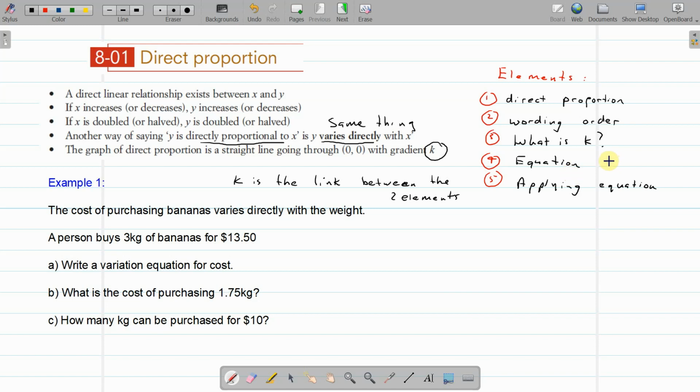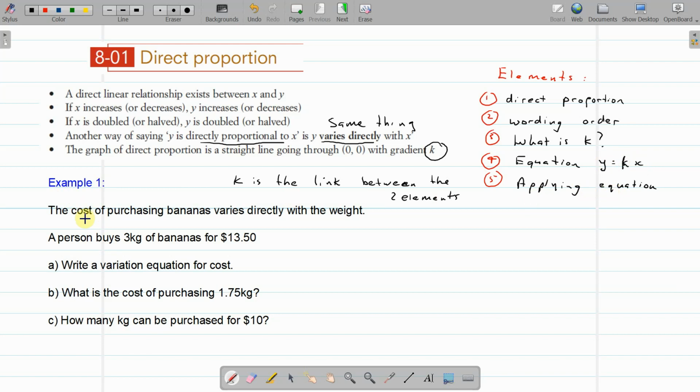And then there's the equation. The general equation is y first, because the order is important. Y directly proportional to x: y equals kx. Please don't freak out about k yet. Just see what the example comes up with. But k is the link between these two, and then we apply the equation to other stuff. Okay, that's enough of that.